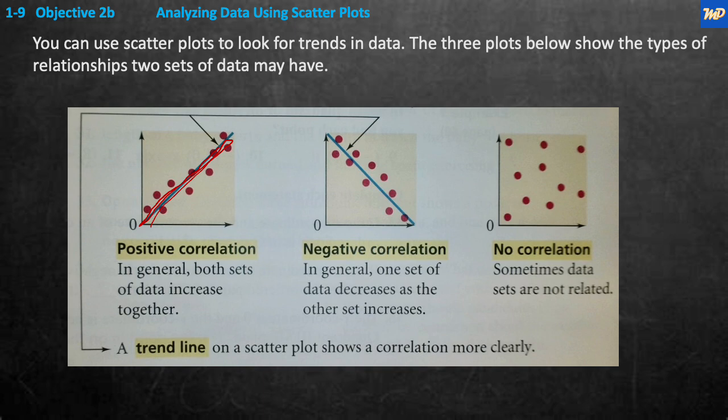Negative correlation, you see it's going down in this direction, right? So that means it's negative correlation. In general, one set of data decreases as the other set increases. So as X is moving to the right, Y is going down. And here's no correlation at all. Sometimes the data sets are not related.